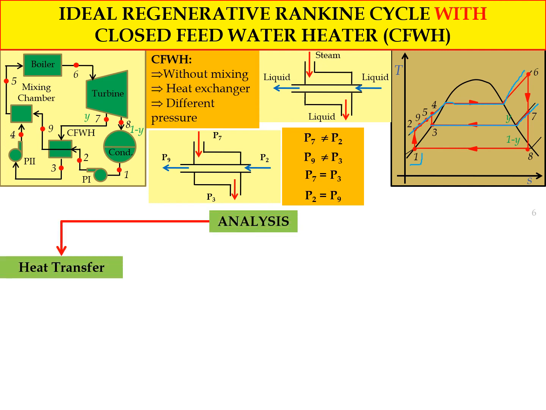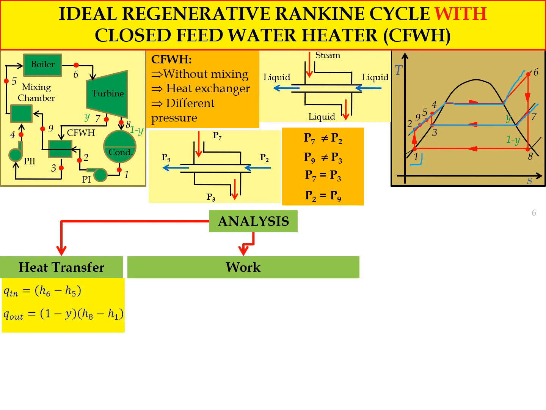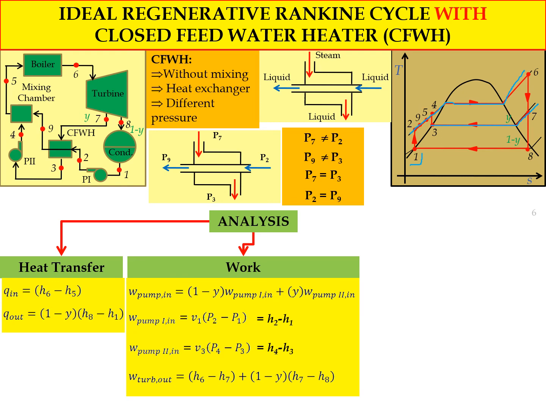So for the analysis of this system, first we look into the heat transfer process. Q in is equal to H6 minus H5, and Q out is equal to (1 minus Y) times (H8 minus H1). And the work of the pumps in is equal to (1 minus Y) times the work from pump 1 plus Y times the work from pump 2.